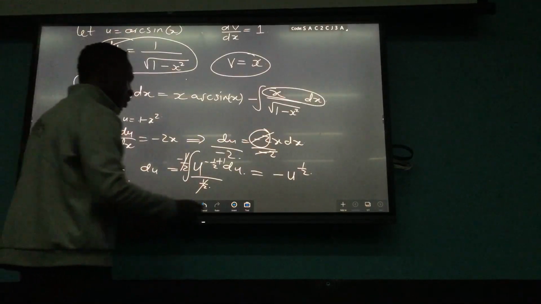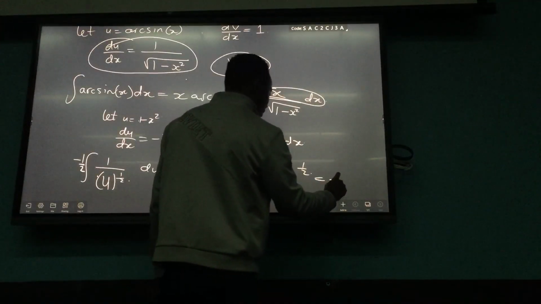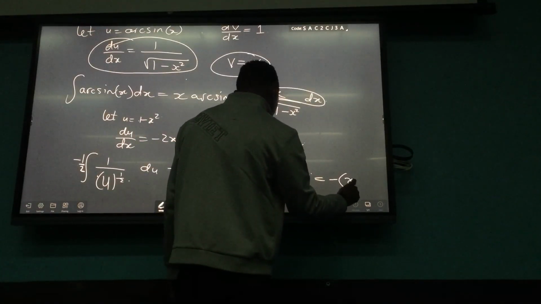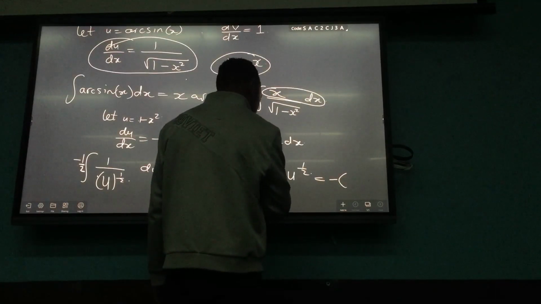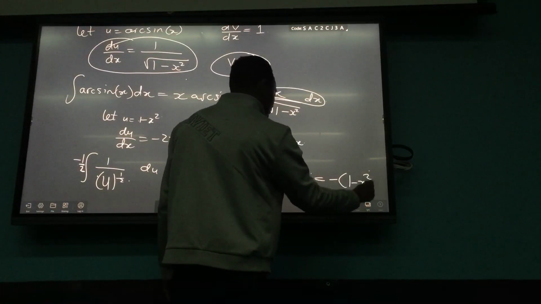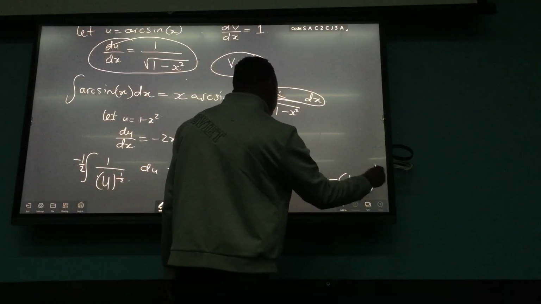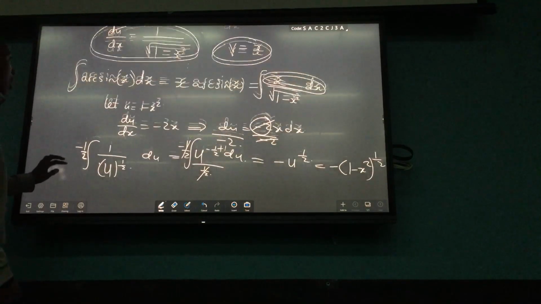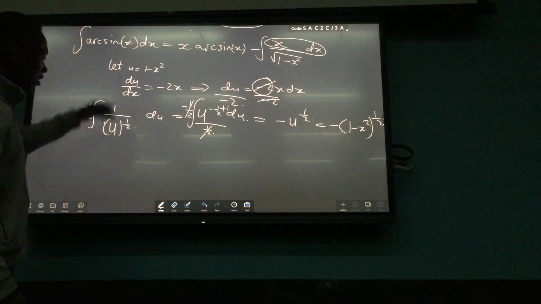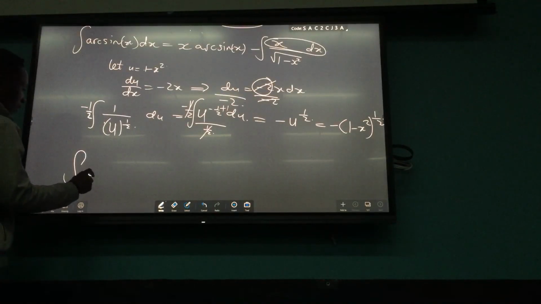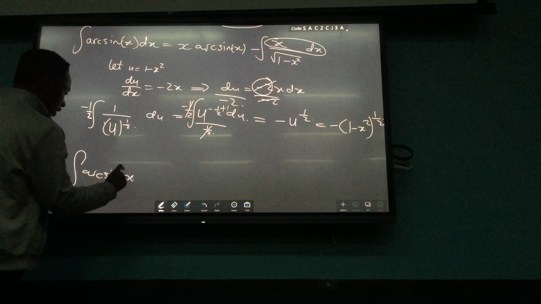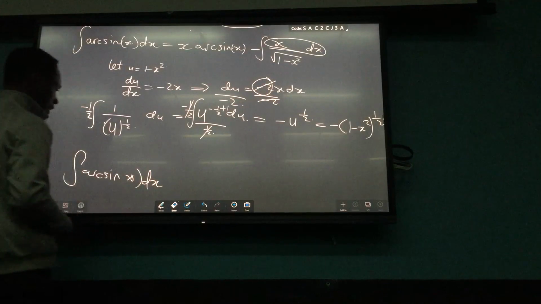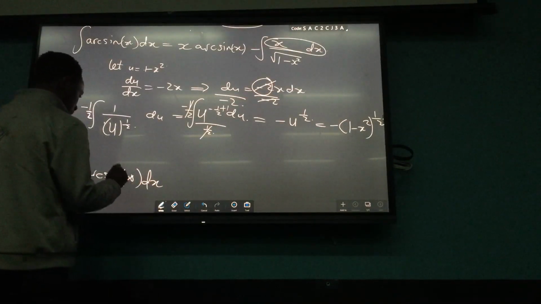So u to the power half: where we have u, we are putting back 1 minus x squared, and then to the power 1 over 2. So that's what we are going to put there. Now I can write my integral. I can write it as the integral of arcsin of x dx.